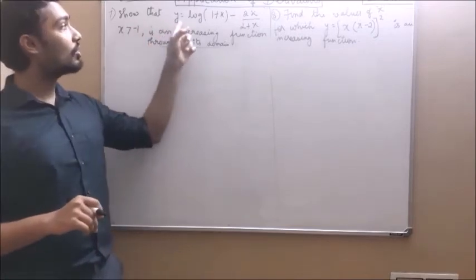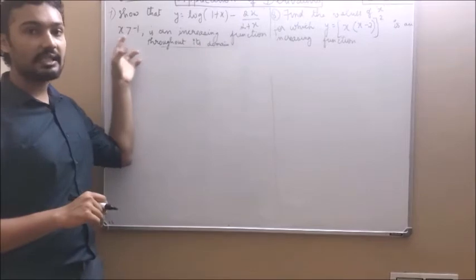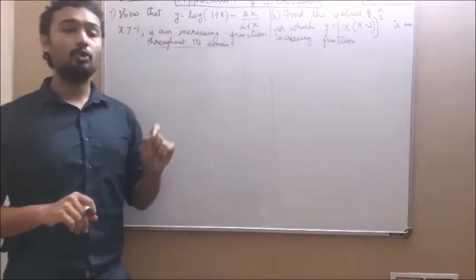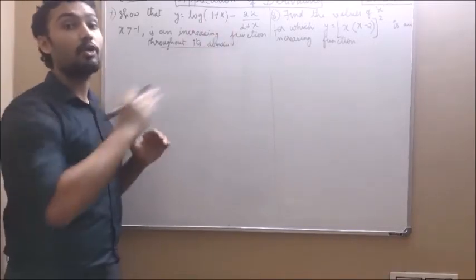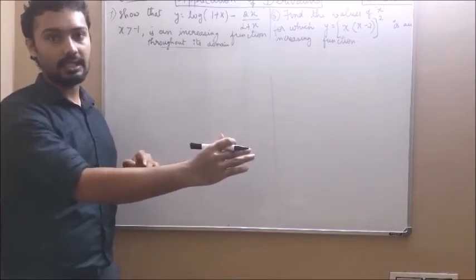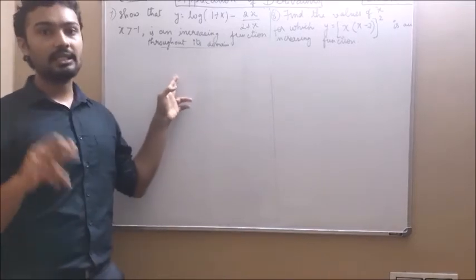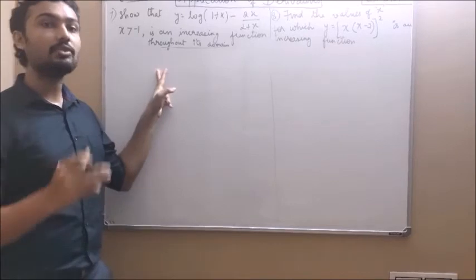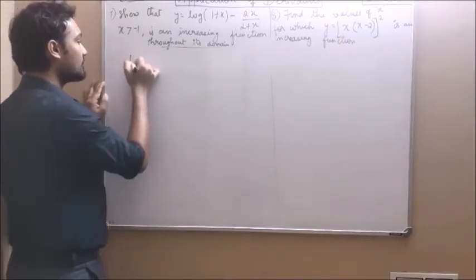Show that if y equal to log of (1 plus x) minus 2x by (2 plus x), where x is greater than minus 1, is an increasing function throughout its domain. If a function should be continuously increasing, it should continuously increase across all values in the domain or real line R. If it is increasing in some parts and decreasing in others, then it is not increasing or decreasing throughout. So first, how to check whether increasing or decreasing? We have to find the first derivative, f dash of x.